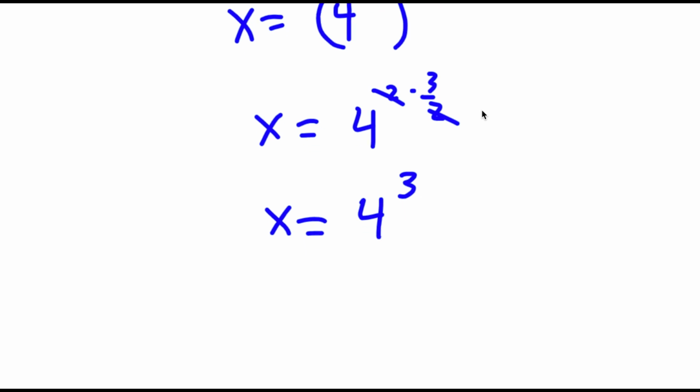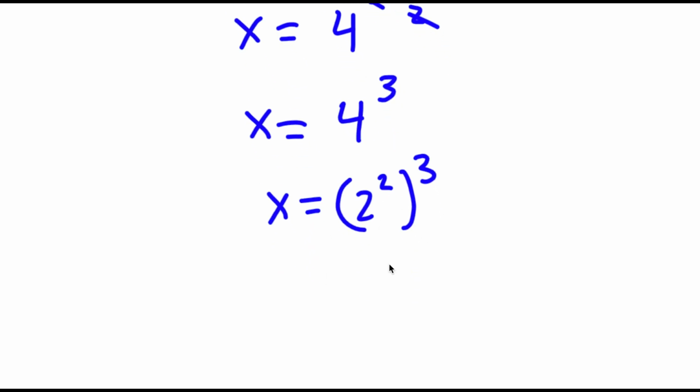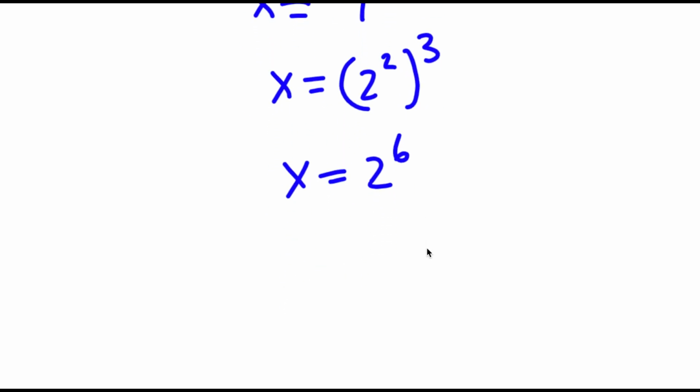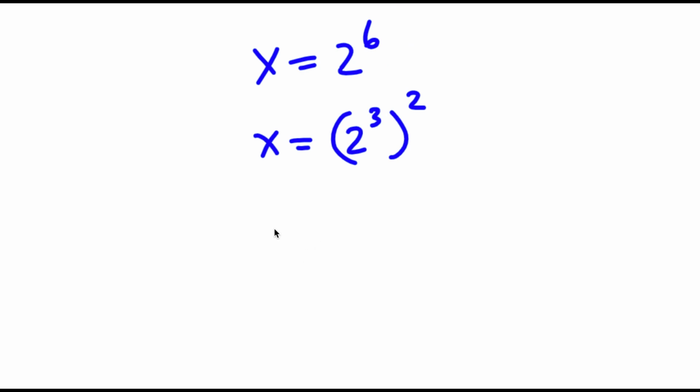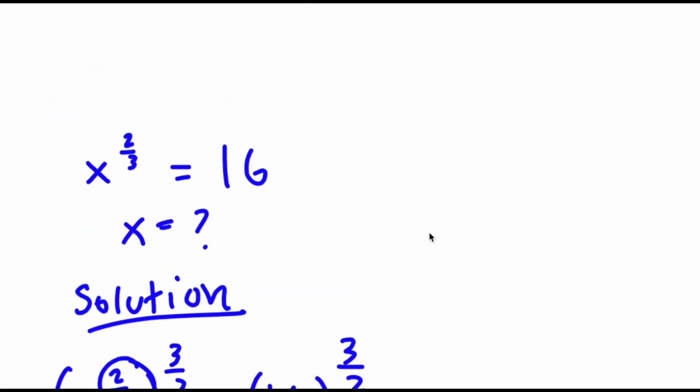Now 4, that's the same thing as 2 squared. So now I have x is equal to 2 squared to the power of 3. Sorry, 2 times 3 is 6. So I have x is equal to 2 to the power of 6. And this is the same thing as 2 to the power of 3 squared, right? 2 to the power of 3 is 8. So now I have 8 squared, which is equal to 64. So x is equal to 64. And that is my answer.